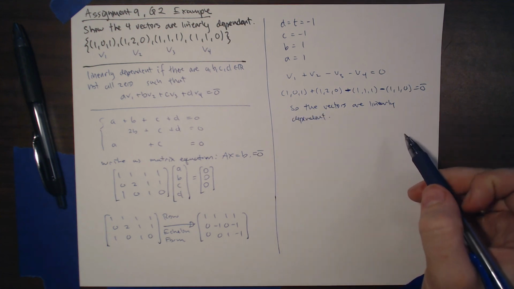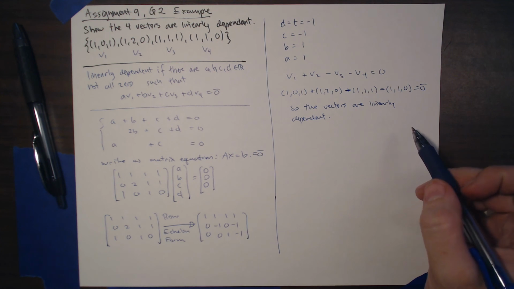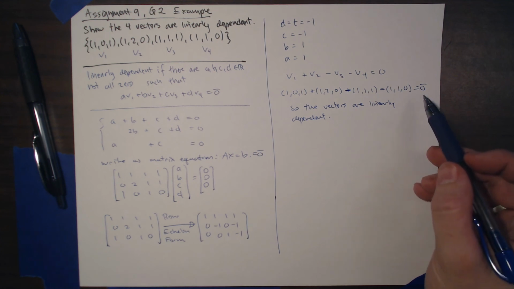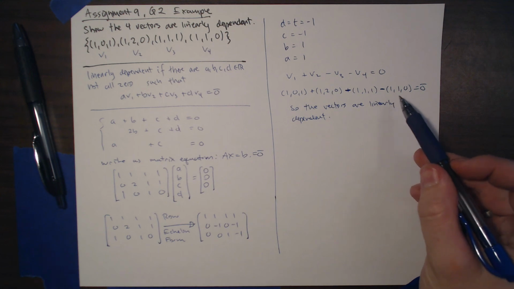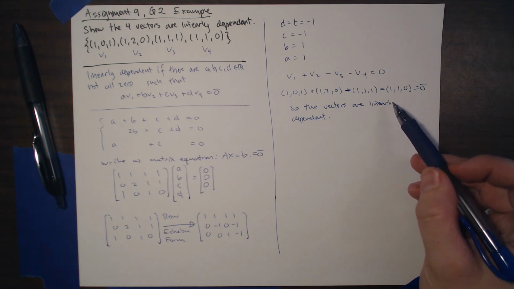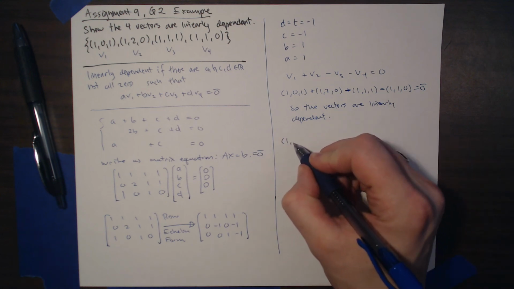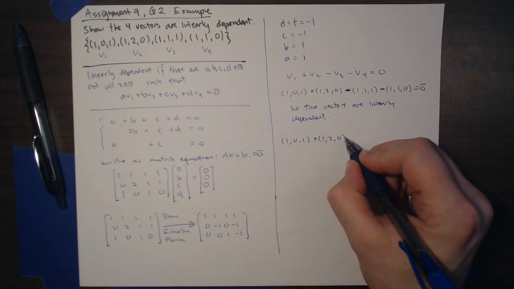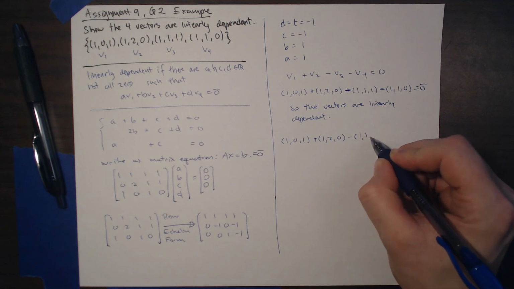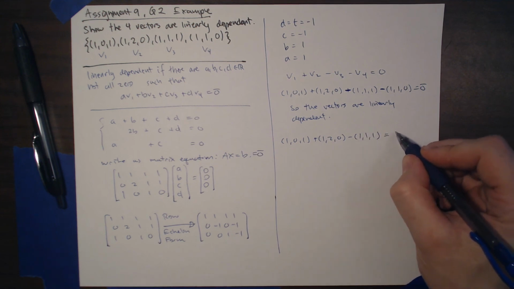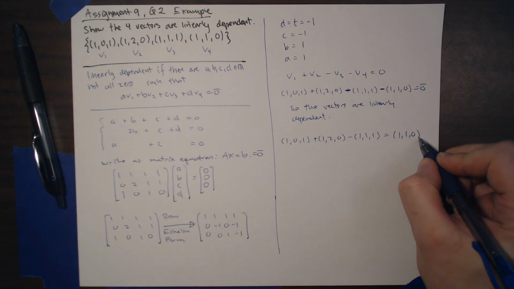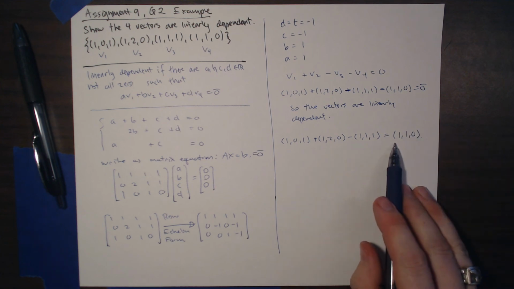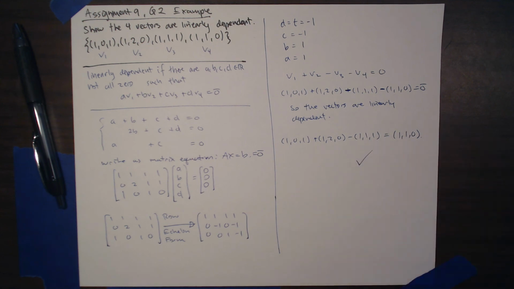If we wanted to write one of the vectors as a linear combination of the others, all we would have to do is get one of the vectors on this side. So for example, I could add the fourth vector to each side, and I would have 1, 0, 1 plus 1, 2, 0 minus 1, 1, 1 is equal to 1, 1, 0. And now I have written one of them as a linear combination of the other three, as you are asked to do in question 2 of assignment 9.